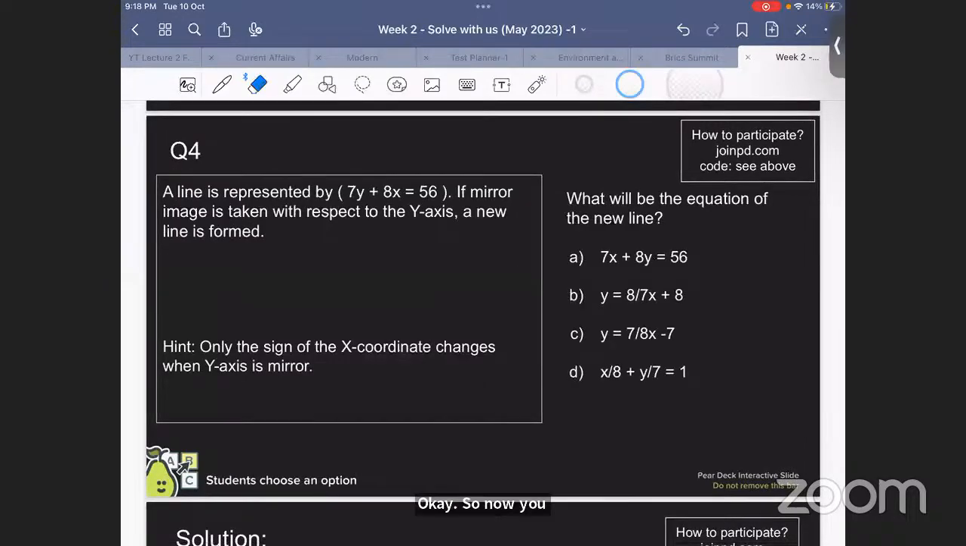So now you have to calculate. You have been given a line represented by 7y plus 8x equals 56. If a mirror image is taken with respect to the y-axis, a new line will be formed. What will be the equation of the new line? You calculate this question. This is simple. I'm not going to discuss this. Just let me know if you have any problem.